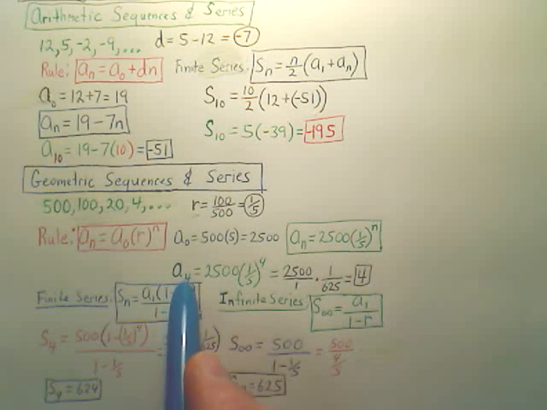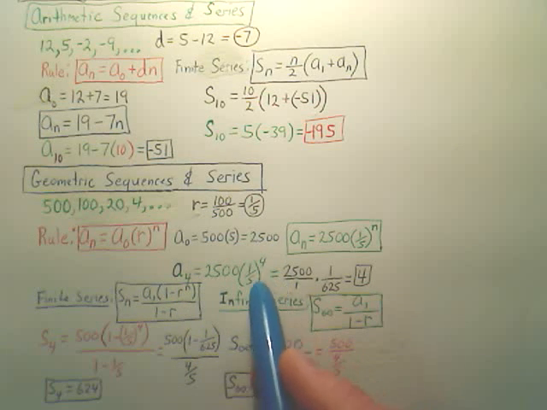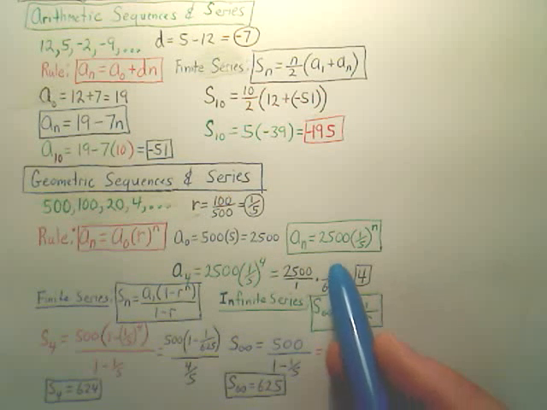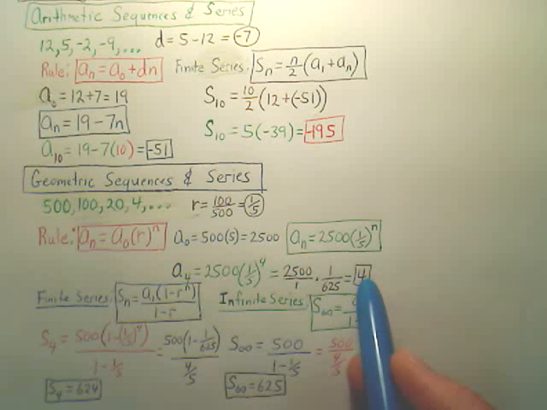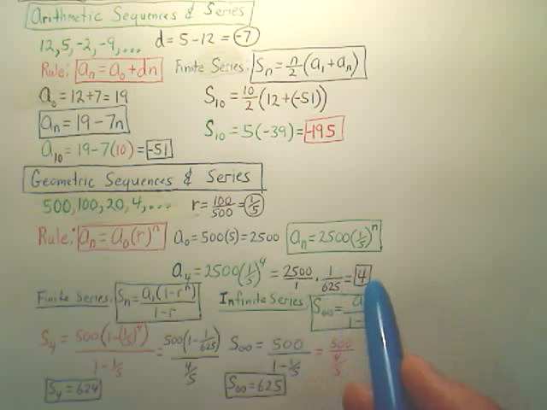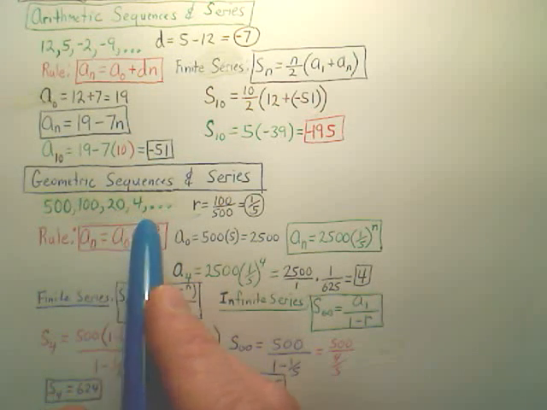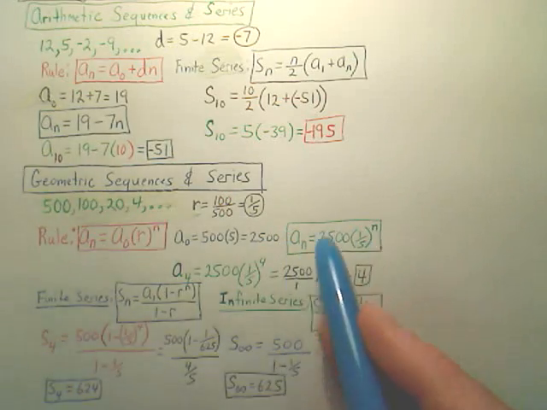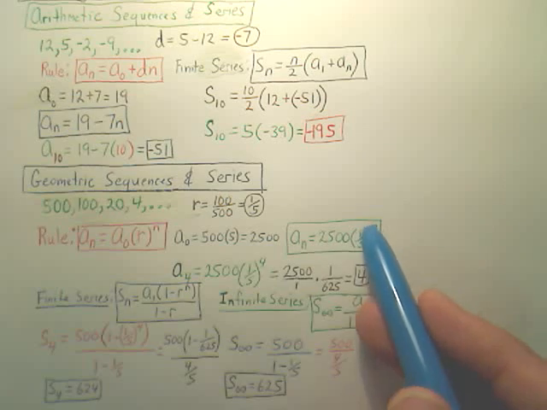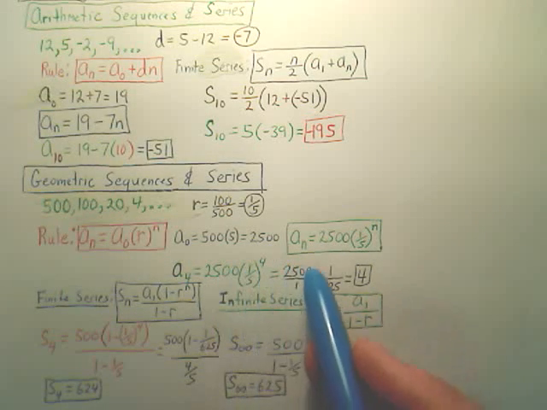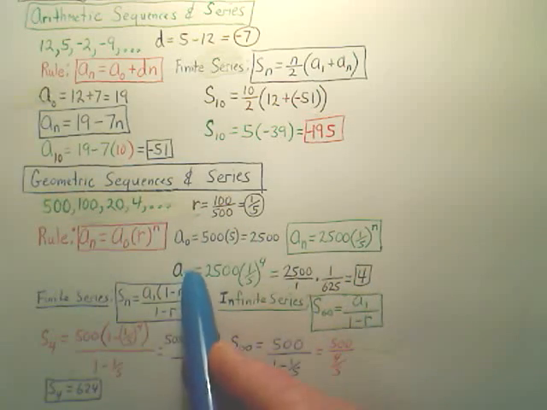If I want a term, say the 4th term, I plug 4 in right here. And 1/5 to the 4th is kind of big, it's 1 over 625. Then if you take 2,500 divided by 625, you get 4. So the 4th term is 4, which you can see right here. What's nice about the rule is any number you plug in, you can get that term. Say I want the 30th term, you plug in 30, it's going to be really small, but you can find it. So the rule creates terms.